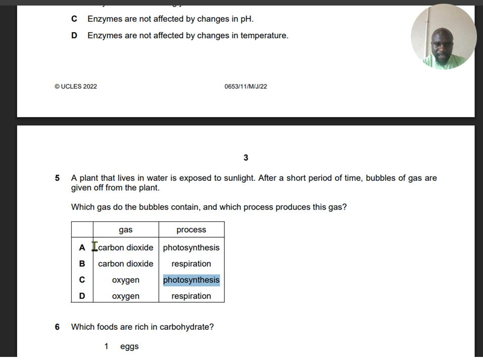Other options are incorrect. Carbon dioxide, no, plants do not give off carbon dioxide. Respiration is not the process here. So the correct answer is oxygen and photosynthesis, right? Which is part C of number 5. Moving on to number 6.